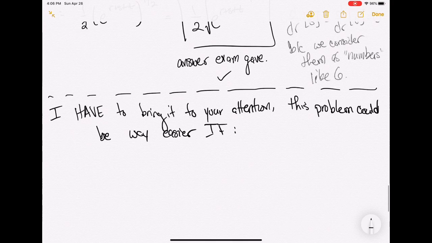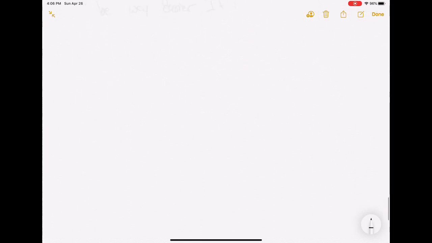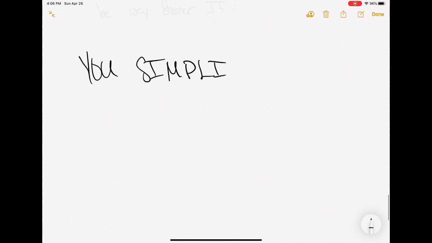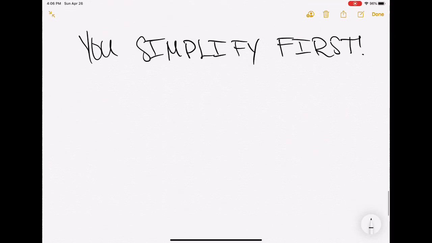If, now what is the answer? You simplify first. I cannot stress this enough, you guys. This is like the one thing that you learn in math that will save your life. Simplify every problem before you start. So let's do it.